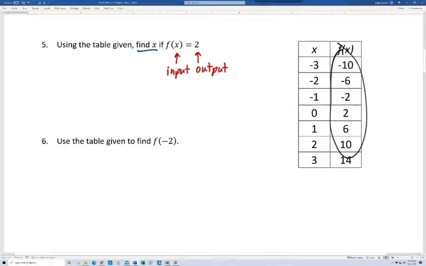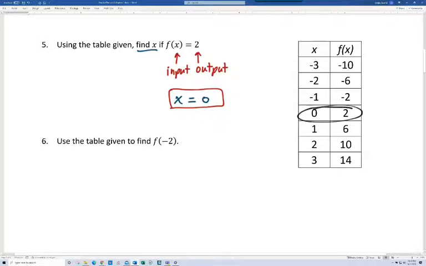Now let me erase the mess I made here. And so x equals 0 is the input value for which the output is 2. In fact, if you said find f of 0, wouldn't you get 2? And so we found the x value that has an output of 2. All right, so let's move on to number 6.